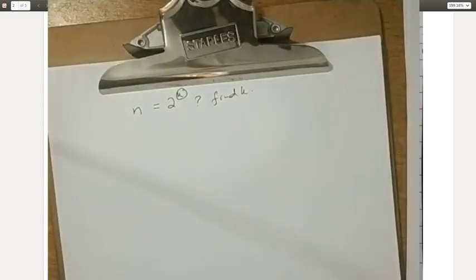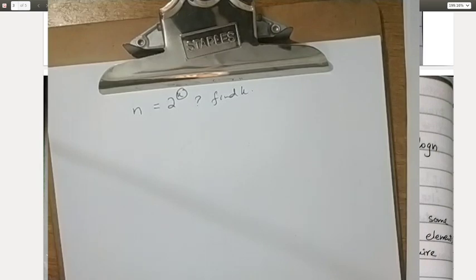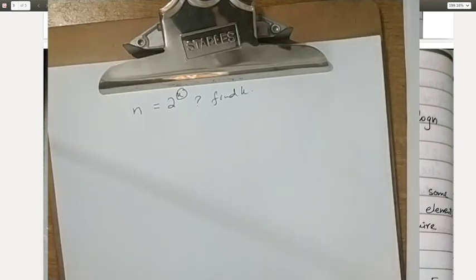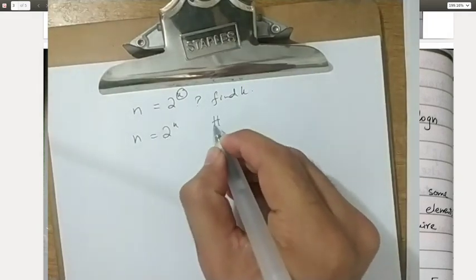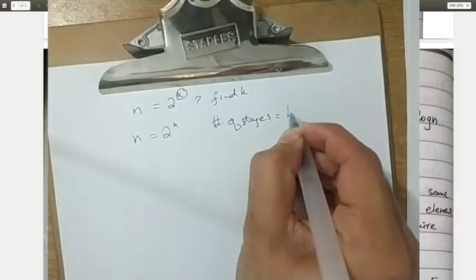All right. So the worst case time complexity is a logarithmic function, and so binary search is much faster than linear search. k plus 1 is equal to the number of stages. Again, if n is 2 to the k, then the number of stages is k plus 1.